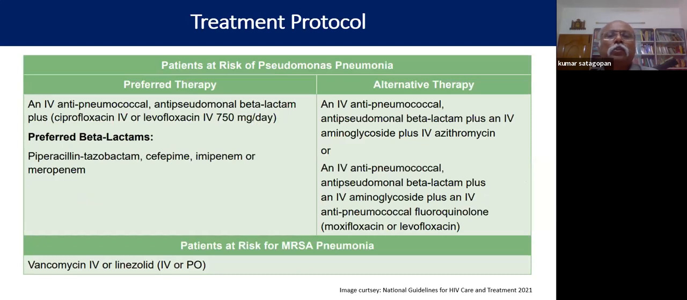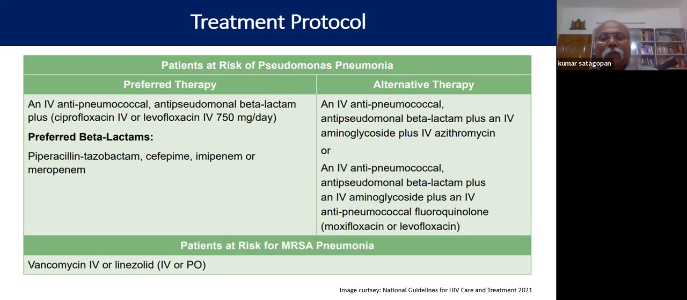Risk of pseudomonas pneumonia, it is a difficult pneumonia. We have to give an IV anti-pneumococcal, anti-pseudomonal beta-lactam, IV Cipro like that, quinolone plus beta-lactam, then piperacillin tazobactam, all these 3rd generation, 4th generation antibiotics, or you can give anti-pseudomonal beta-lactam plus IV quinolone. So there are always 2 drugs covering both organisms.